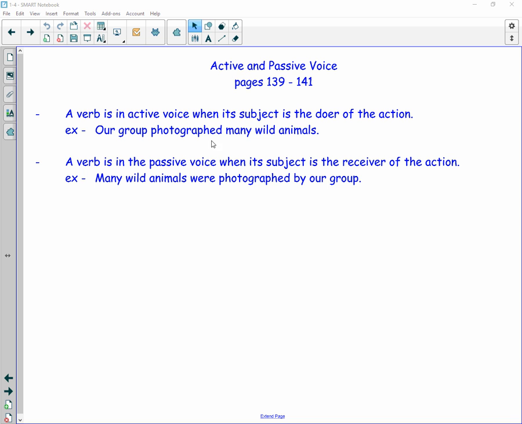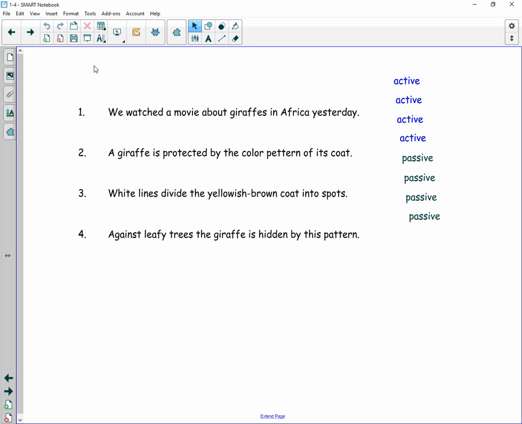Our group photographed many wild animals. Group photographed. A verb in the passive voice is when the subject is the receiver of the action. Many wild animals were photographed by our group. To tell if something is passive, you'll have a form of be with the past tense of a verb, and you can either add by to it or it'll already have by in it, and then you'll know that it's passive. So let's try some.